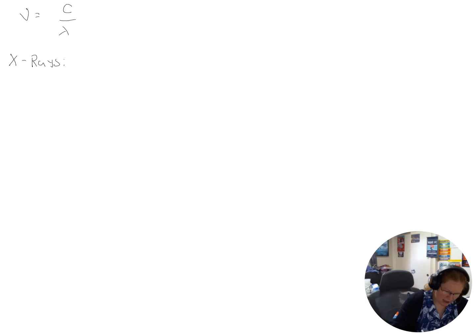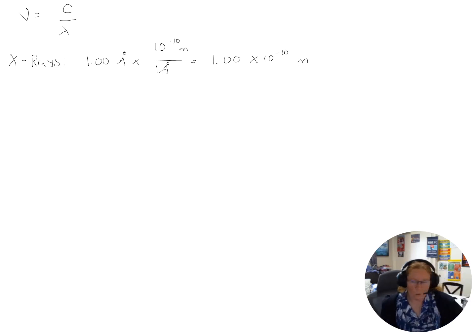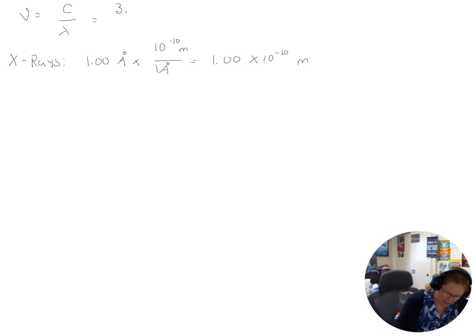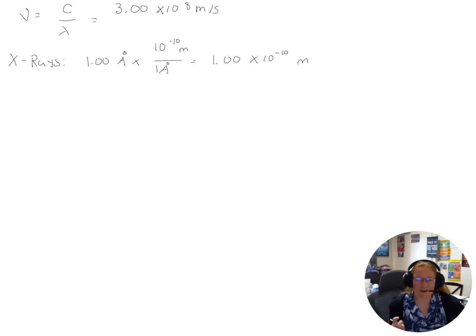So I have 1 angstrom. I have 10 to the negative 10th meters, and every 1 angstrom is going to give me 1 times 10 to the negative 10th meters. Now, why do I need it in meters? Well, my speed of light is in meters per second. And so in order for my units to cancel out properly, I have to end up using meters.